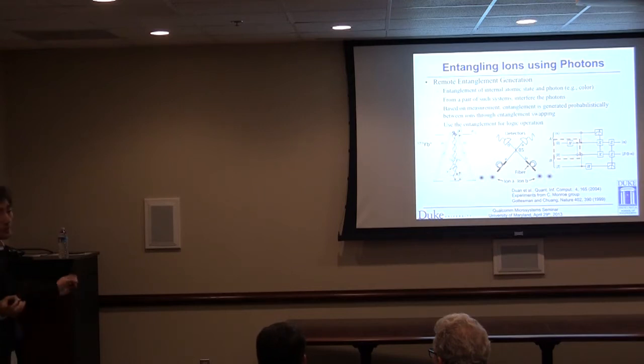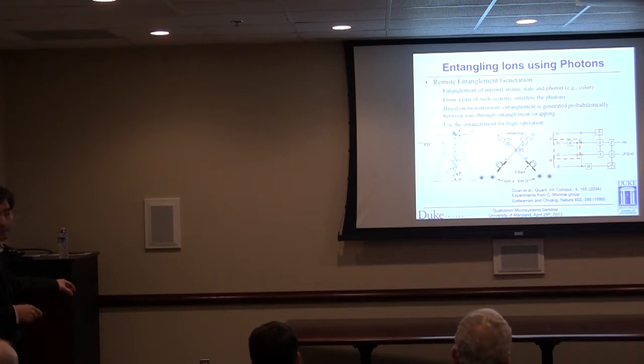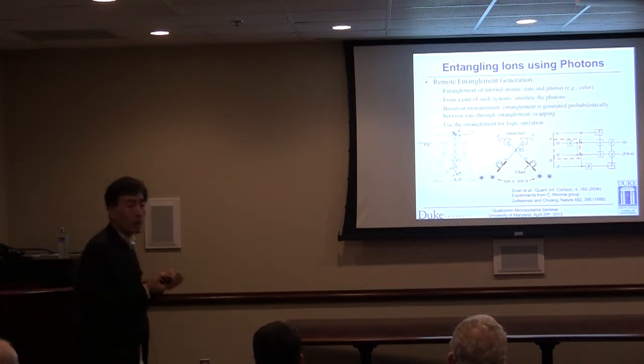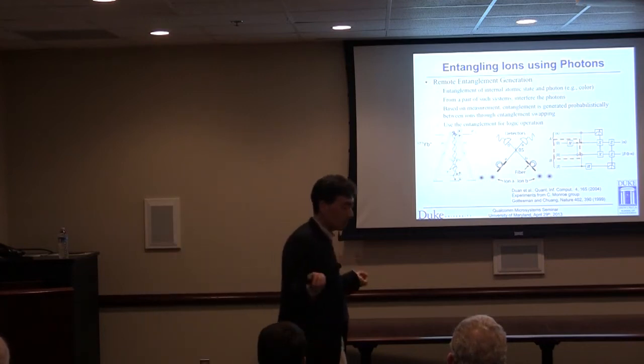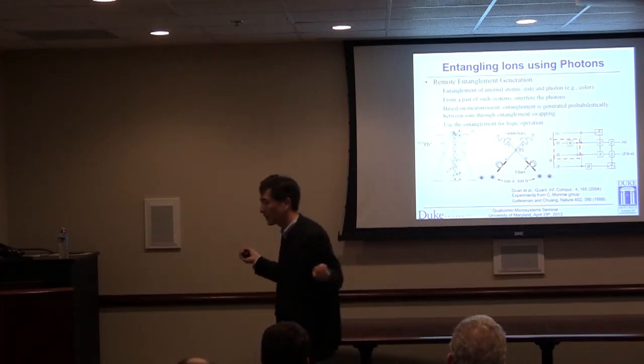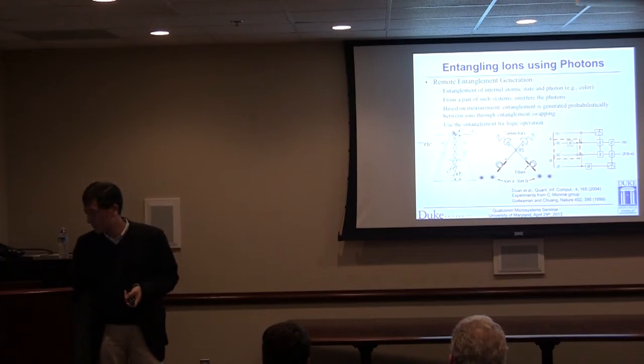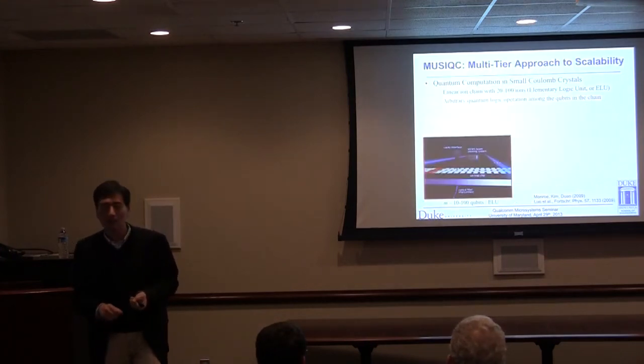But I don't have a way to bring them together and make them interact directly. What I can do is identify two other ions between which I can create entanglement by this photon interference protocol. And when these two are entangled, I can use that as a resource to do a CNOT operation between this ion and that ion. And that's a way to take two ions that are separated by long distances and do multiple qubit operations between them.